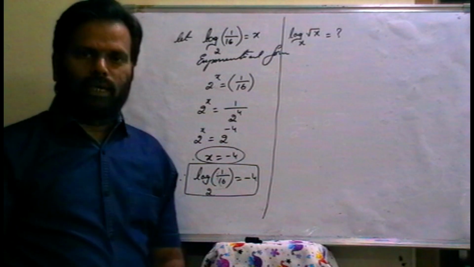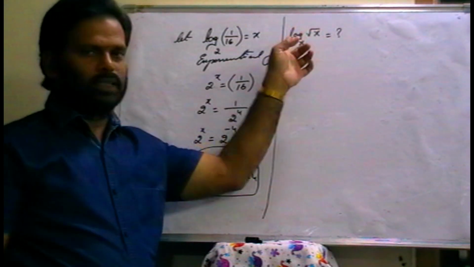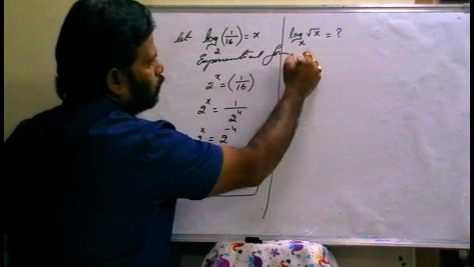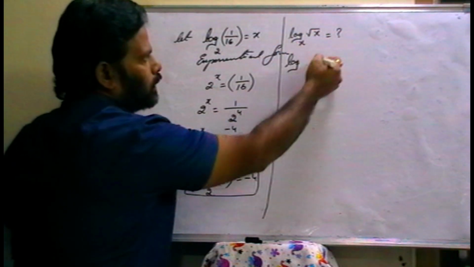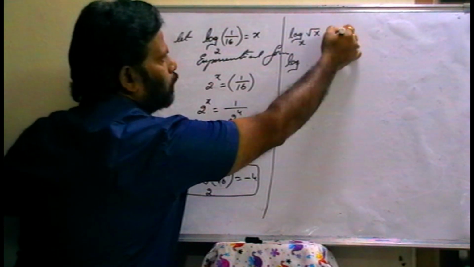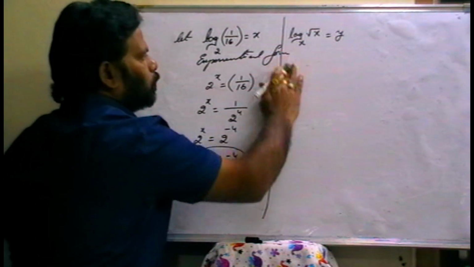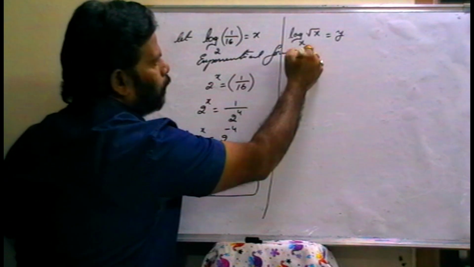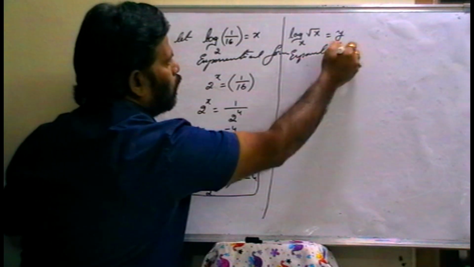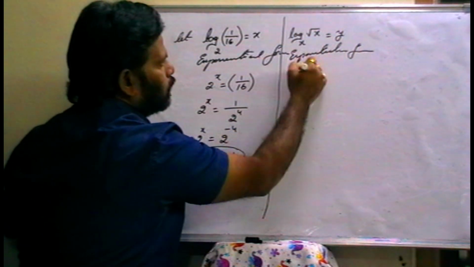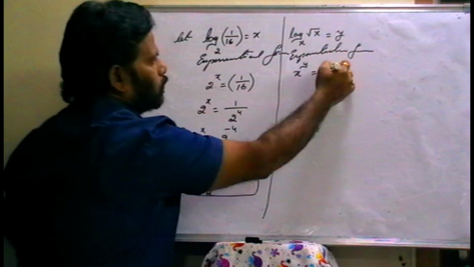Log root x, the square root of x to the base x, is equal to how much? We don't know the value, so let its value be y. So change into exponential form. Exponential form is x to the power of y is equal to square root of x.